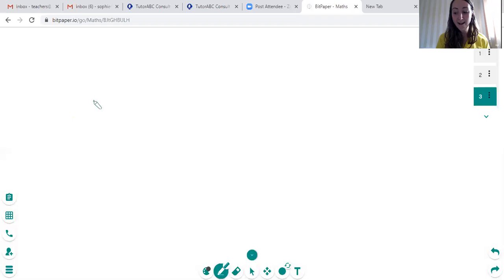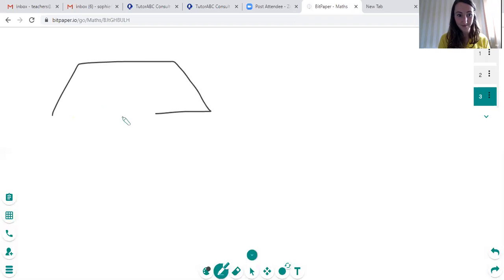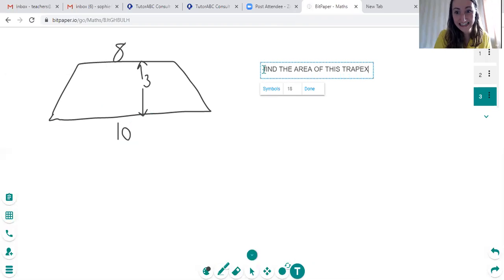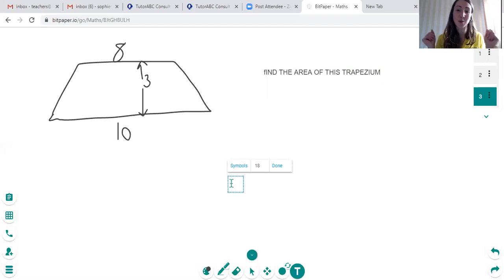Okay, hopefully you have managed to pause that and write them all down. We're now going to work through a couple of questions. The first question is this: find the area of the trapezium. Okay, so find the area of this trapezium. And what I'm going to suggest is that you pause the video and you have a go at this yourself. Once you've had a go, then unpause it and do watch the solution through.